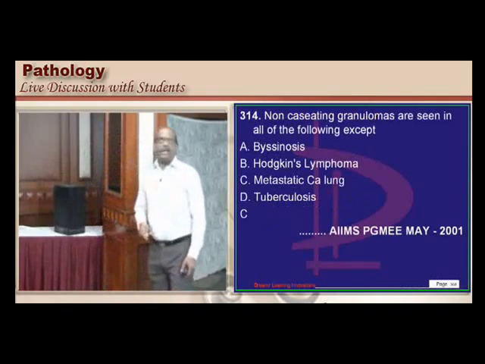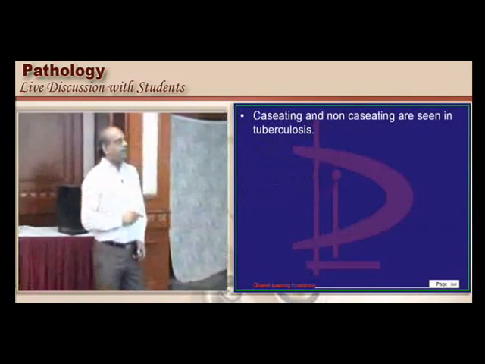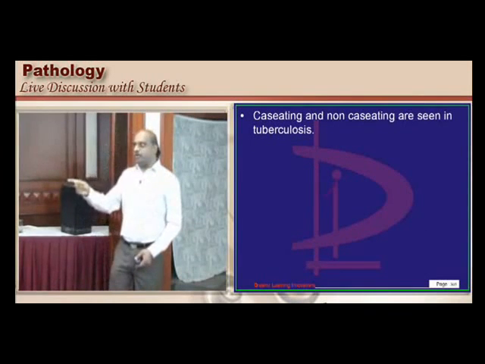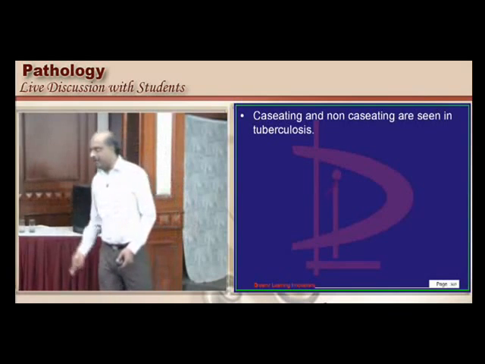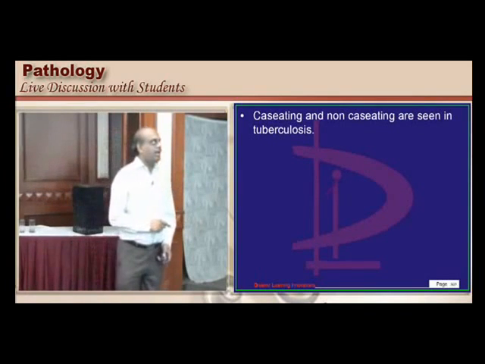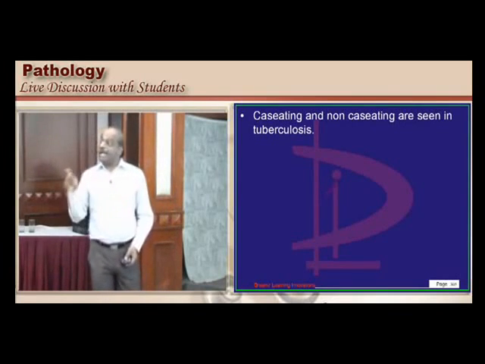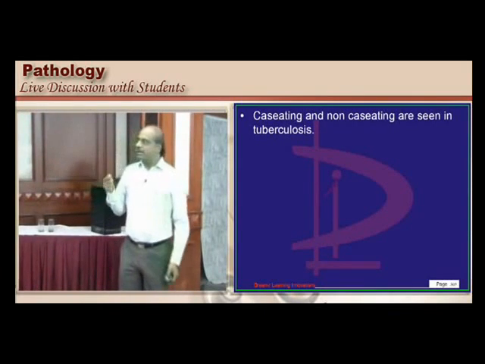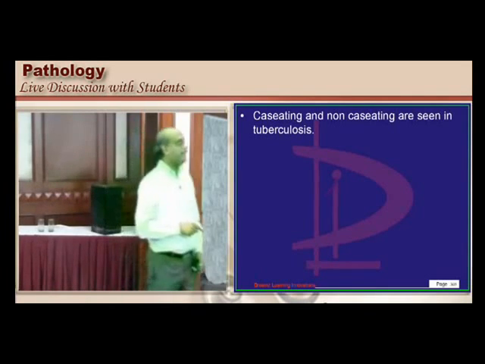Now what is a non-caseating granuloma? Where do you find it? We find it in byssinosis, Hodgkin's, and TB can produce both caseous and non-caseous also. Not that it always needs to be caseous in nature. But carcinoma lung does not produce any granuloma as such. It produces a cavitating lesion. Which variety produces cavitatory lesions? Squamous cell carcinoma. Squamous cell carcinoma leading to cavitary lesions is what needs to be remembered.